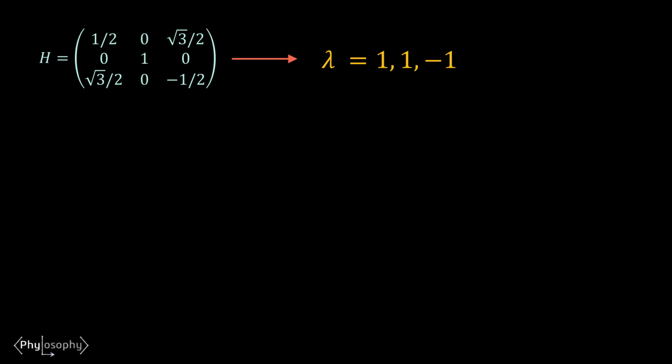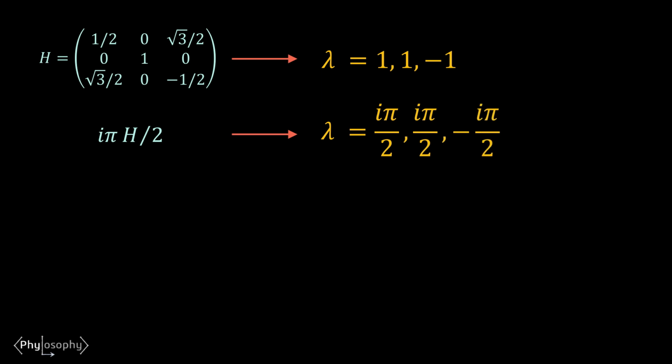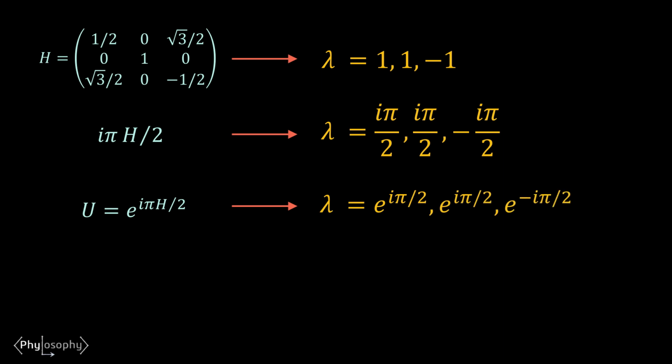So, if the matrix H has these 3 eigenvalues 1, 1 and minus 1, then we can say that the matrix i pi H over 2 will have 3 eigenvalues i pi over 2, i pi over 2 and minus i pi over 2. Again, we know that if lambda is the eigenvalue for the matrix H, then e to the power H will have the eigenvalue e to the power lambda. Therefore, we can say that the eigenvalues for the matrix U equals e to the power i pi H over 2 are e to the power i pi over 2, e to the power i pi over 2 and e to the power minus i pi over 2. So, these are the 3 eigenvalues for the matrix U.